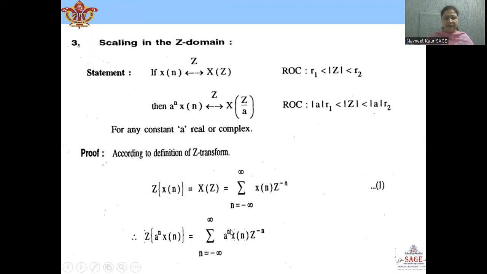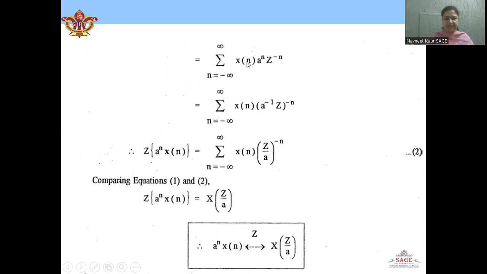Now here we have a raised to power n and z raised to power minus n. So I can combine these two terms by taking power n as common. So here it is x(n) a raised to power n z raised to power minus n. So here I have taken minus n common, it will be a inverse z.